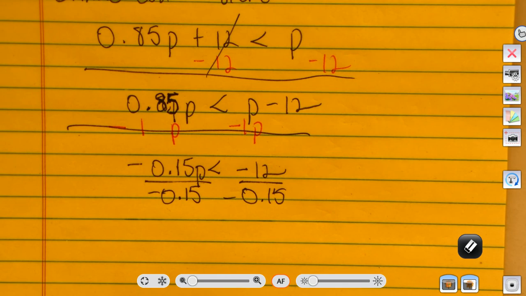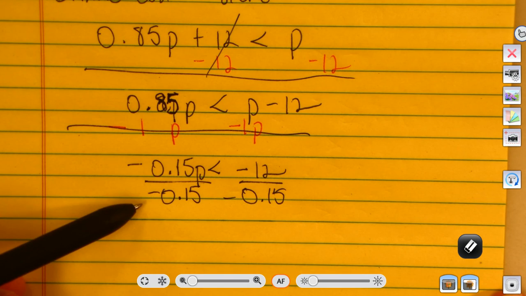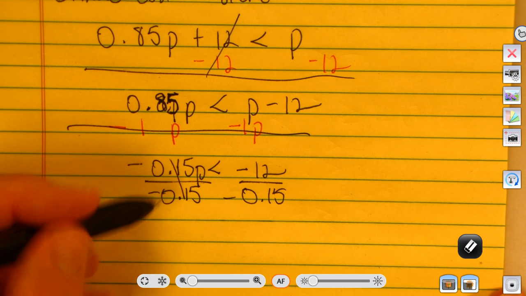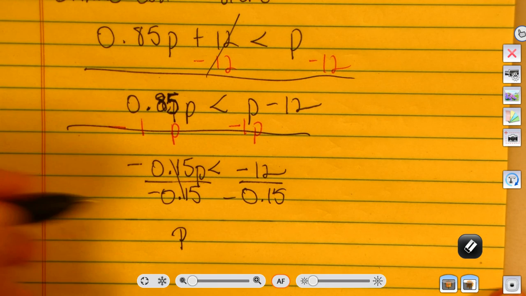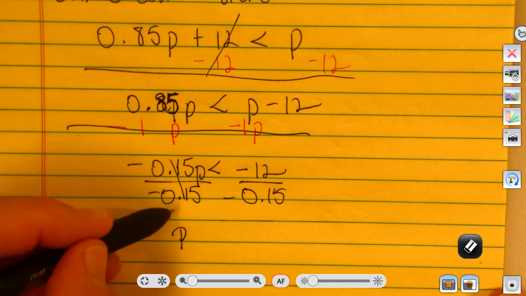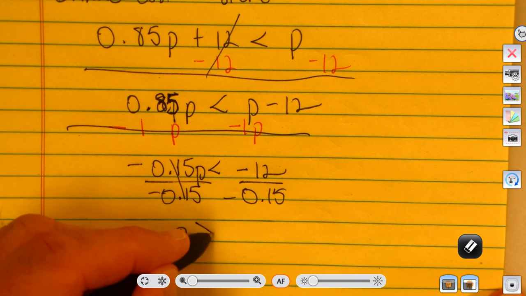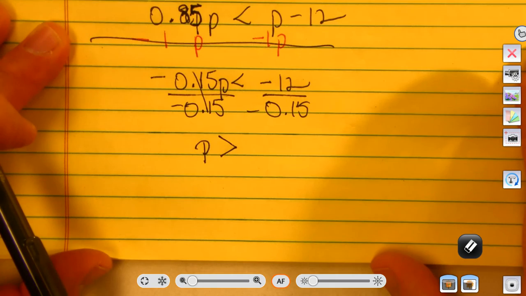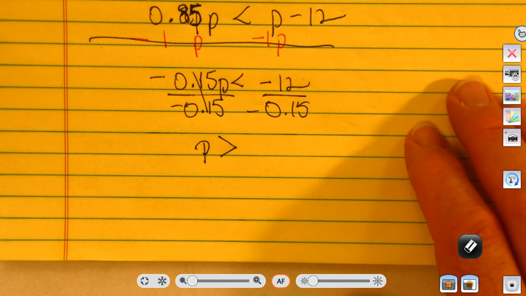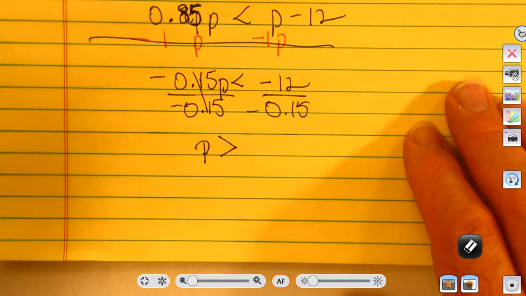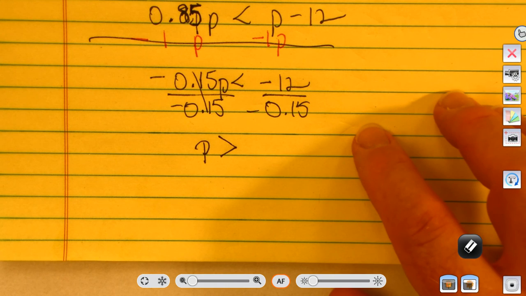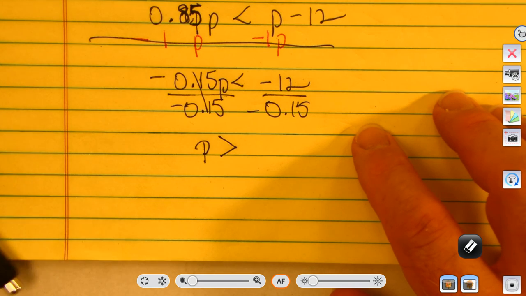Now I'll do something here, okay? Because I divided by a negative on both sides, these will cancel, but I have to do something else with my inequality sign. Because I divided by a negative, the inequality sign has to reverse direction. Anytime I multiply or divide by a negative, that has to happen. That means negative 12 divided by negative 0.15 will be a positive answer. So 12 divided by 15 hundredths would be 80.